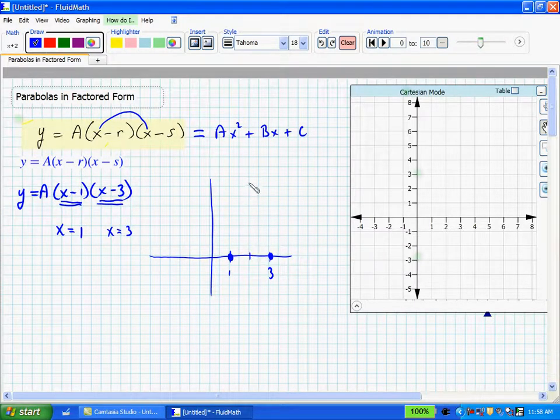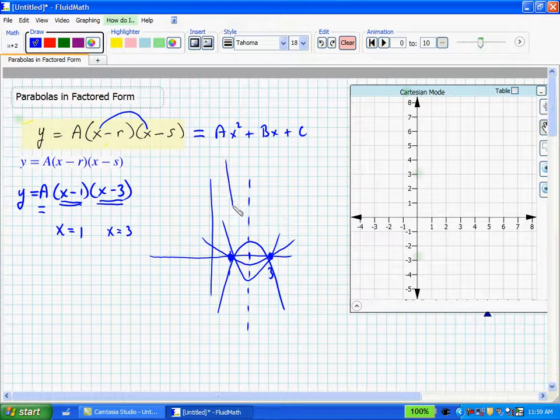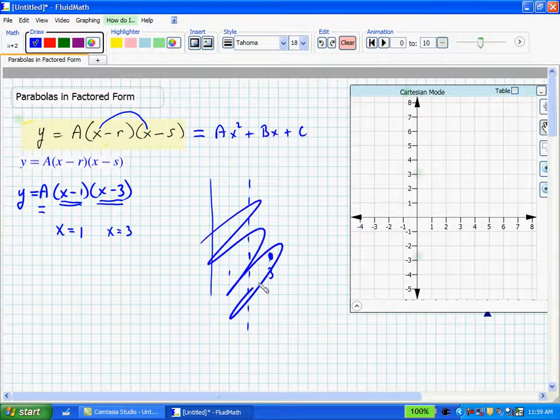We also know that the vertex is going to be somewhere halfway between the factors, because it's symmetric. Depending on the shape, depending on what a is, it's a parabola that might open up like this, or it might open down like this. It might be a very wide parabola, or it might be a very steep parabola, but we know it's going to go through 1 and 3. Let me get rid of all that.